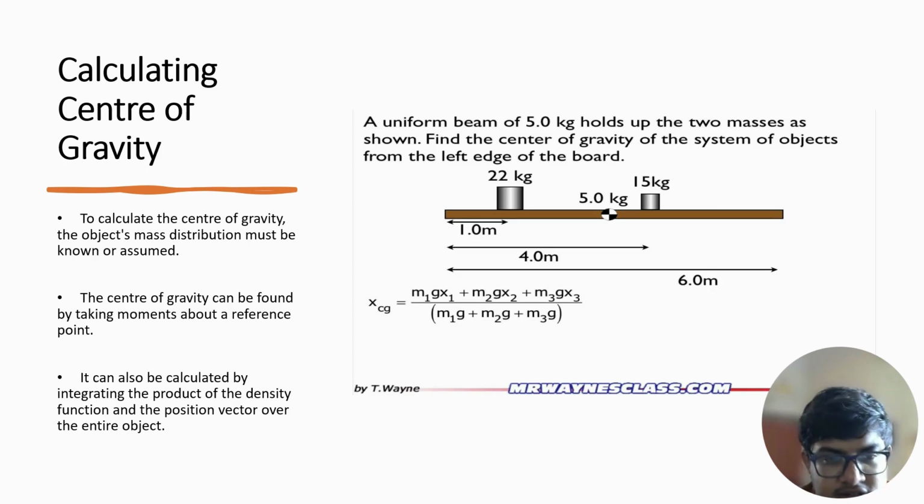It can also be calculated by integrating the product of the density function and the position vector of the entire object. So by integrating the product of density function and the position vector of the entire object, we can get the center of gravity of a given object.